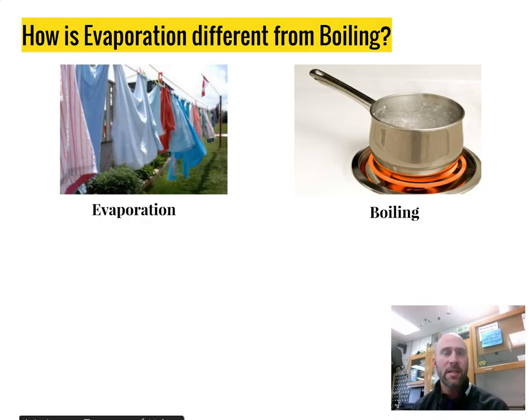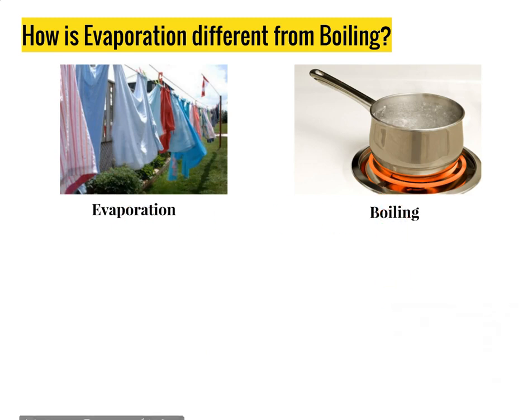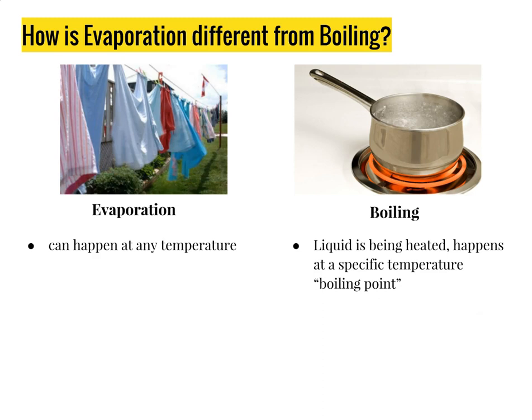Okay, so how is evaporation different from boiling? We've just talked about evaporation, but you know what boiling is. So what's the difference between those two things? Let's look at them. Evaporation can happen at any temperature. It doesn't necessarily have to be hot or cold. When we talk about boiling, the liquid is being heated, and boiling happens at a specific boiling point. So that's a big difference. Evaporation is non-heated. Boiling is when we apply heat to the system.